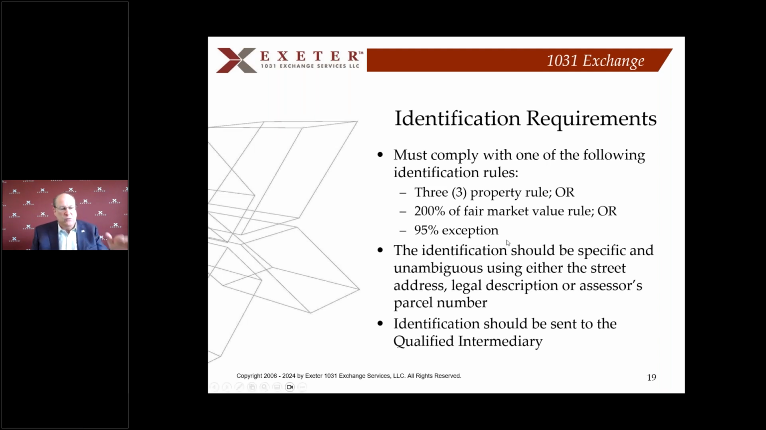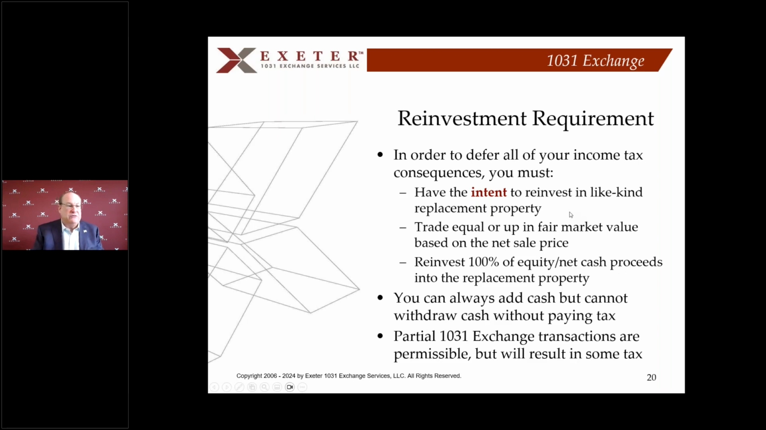So that kind of gives you a whirlwind tour on just the identification process. It gets complicated. There's all sorts of ways to customize the identification form depending on your specific situation. But the ID does need to be specific. It needs to be unambiguous. So for example, if you're going to identify a condo, you cannot identify just the complex. You have to identify the unit that you're going to buy. Otherwise, under audit, they would disqualify that transaction. And the identification should be made to the qualified intermediary.